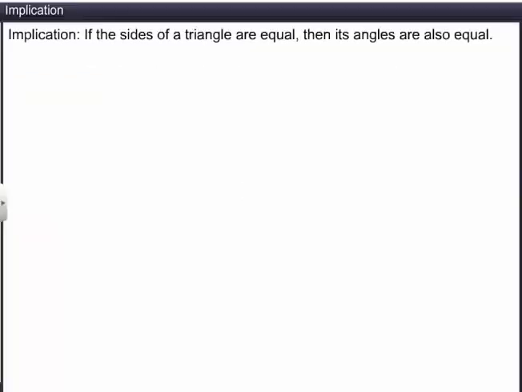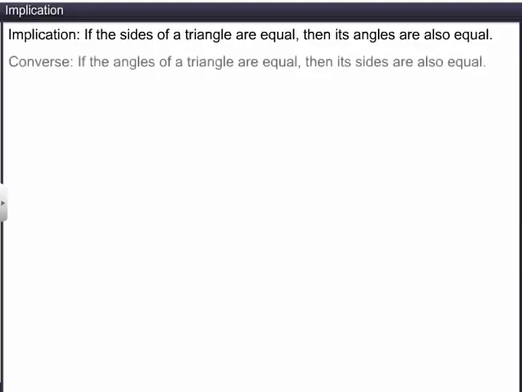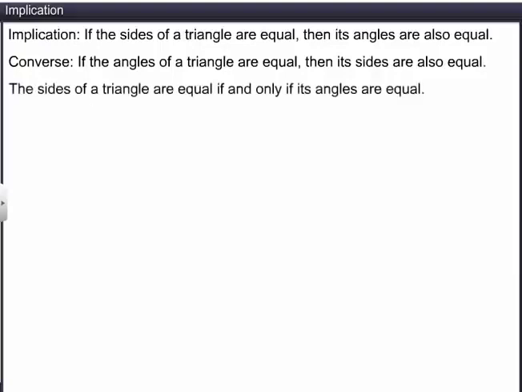Let's look at another implication. If the sides of a triangle are equal, then its angles are also equal. The converse of this implication is: if the angles of a triangle are equal, then its sides are also equal. Here both the statements are true. Such statements can also be expressed as: the sides of a triangle are equal if and only if its angles are equal. Such compound statements are called a bi-implication or biconditional.